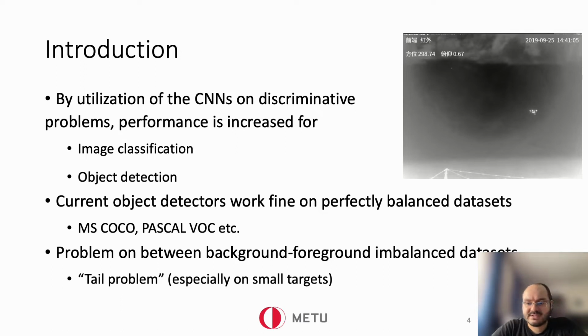After the utilization of the CNNs on discriminative problems, we see a performance increase on image classification and object detection. And we know that recent object detectors work fine on perfectly balanced datasets such as MS-COCO or Pascal VOC. On the other hand, the real problem is on datasets where the background and foreground are imbalanced, especially on small targets. This causes a tail problem. As you can see in this example image, the target is a small UAV and its 20 pixel height is so small with respect to the whole image. So there's a huge size difference between the foreground and the background of the targets.